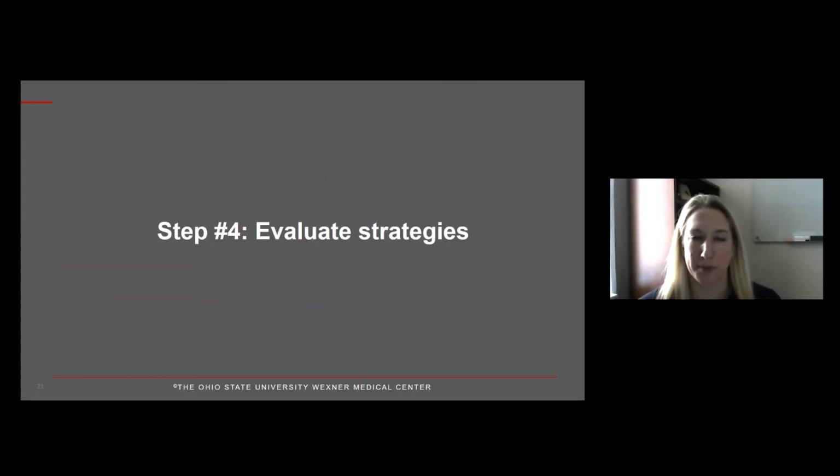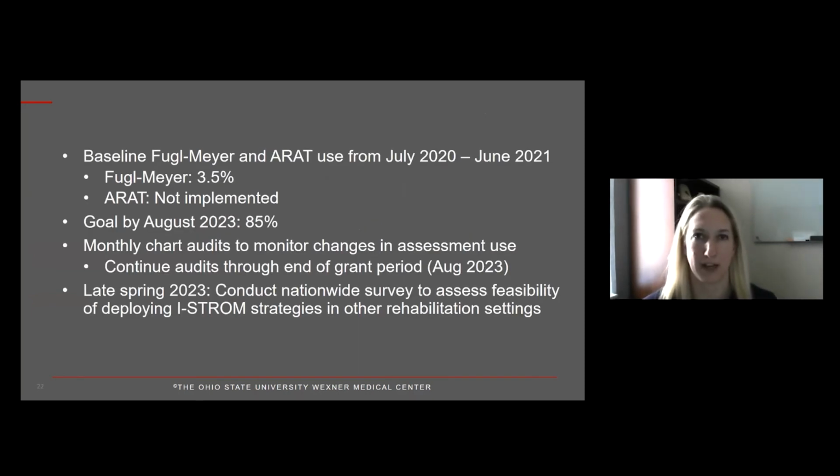So how are we going to know if our implementation strategies are actually making a change in practice? Well, much of that information is going to be drawn from retrospective chart audits. To give us an idea as to baseline use of the Fugl-Meyer and ARAT, we conducted a retrospective chart review looking at the dates starting July 2020 through June 2021. And we saw that of all the stroke survivors that came through Ohio State, whether that's acute, inpatient, or outpatient, 3.5% of those stroke survivors participated in a Fugl-Meyer assessment, whereas the ARAT was not implemented at all.